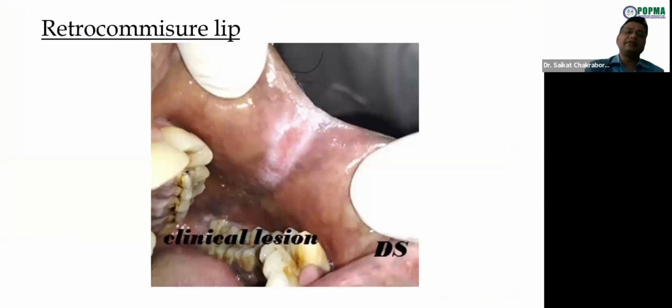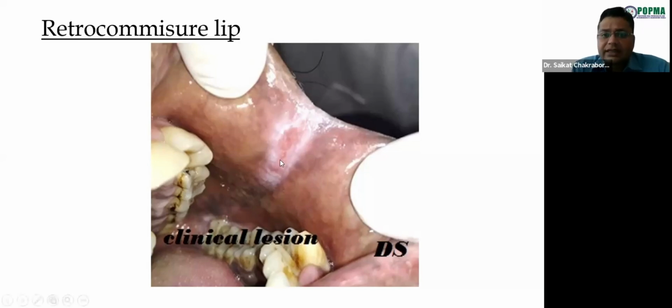Retrocommissural lip. Now, this is a very important site in the patients who are addicted to smoking cigarettes, cigars, bidi. Most of the times it's bidi. But we need to know this before we actually peek into the mouth, that if a patient has a habit of smoking bidi or cigarettes, this is the area, the retrocommissural lip, bilaterally or unilaterally, where you might find a white or a red patch.